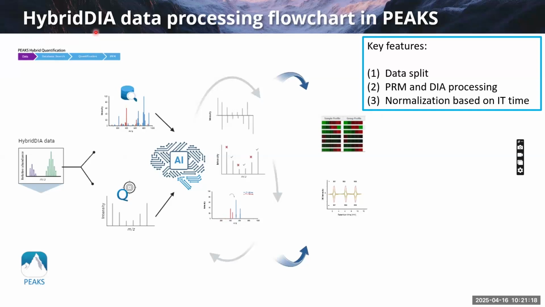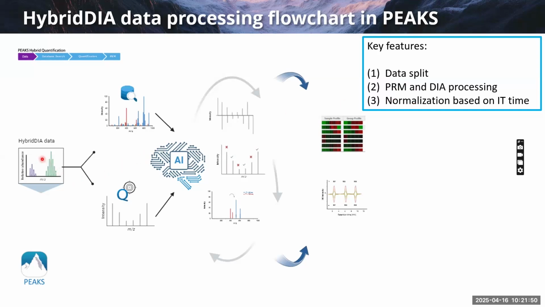Okay, so after this introduction, we know the basic idea of the hybrid DIA. Then the next question is how can we analyze this data? In PEAKS, we follow this logic. Usually we have 3 steps. The first step, we do the data split. We split the data into the DIA and the PRM, and then we process them in our PRM and DIA workflow. And then we do the normalization based on injection time.